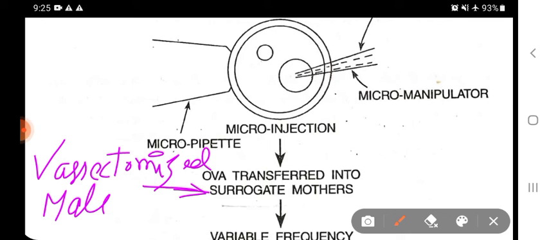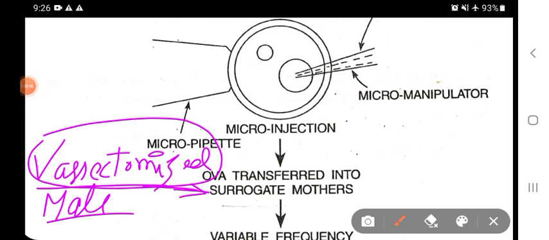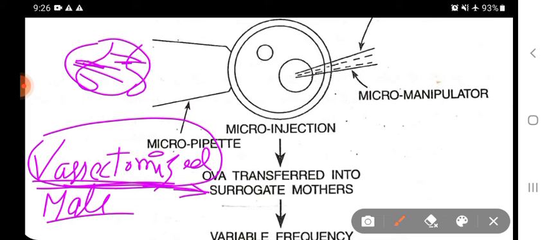Vasectomized male means the male will not be able to deliver sperms into the reproductive system of the female during mating. Their vas deferens has been cut off. The vas deferens is the place where it joins with the testes, where it delivers the sperms. So that vas deferens has been cut off from the male to make a vasectomized male. You have studied vasectomy in your class 12 during control of population in humans.